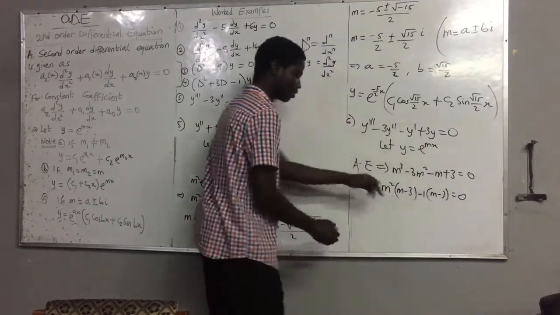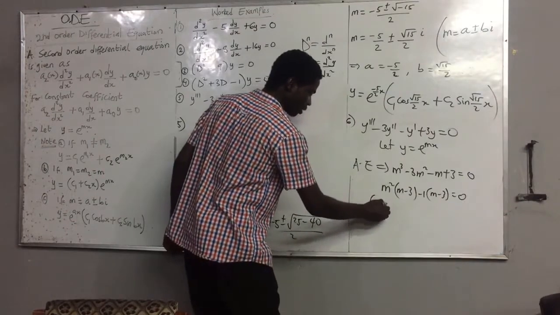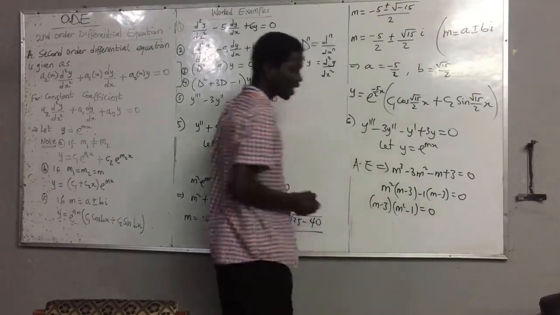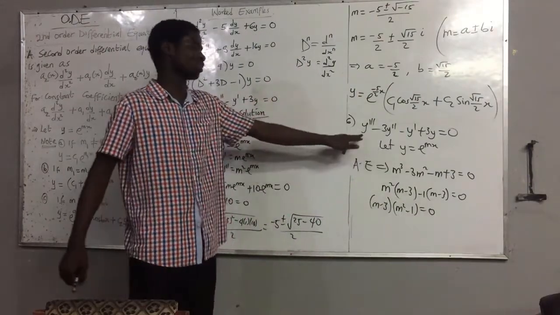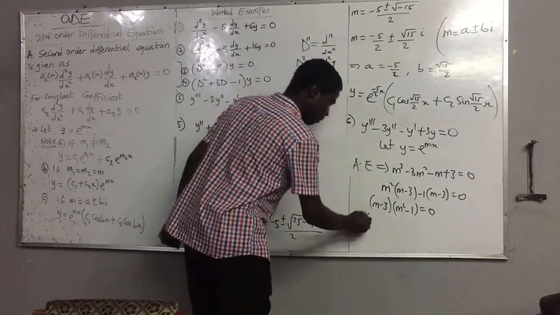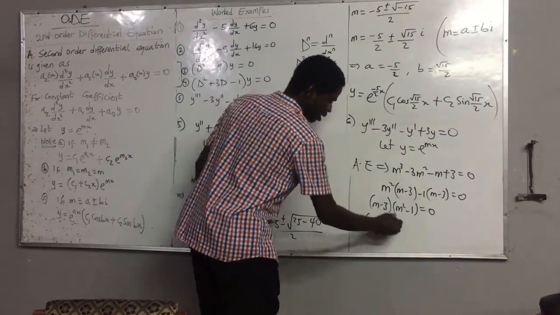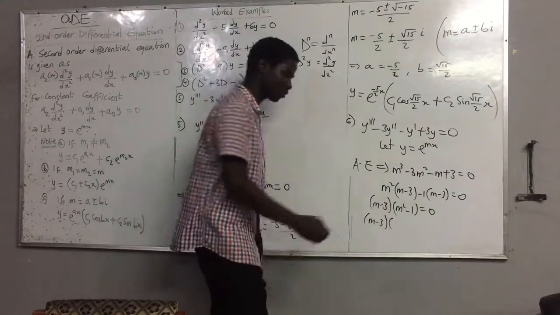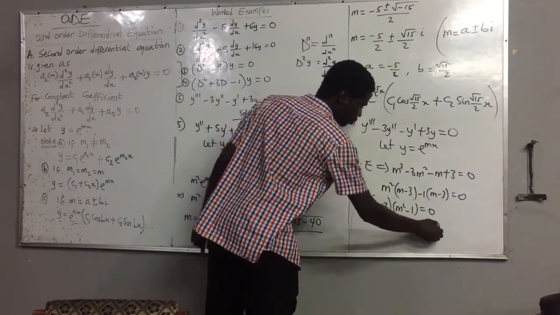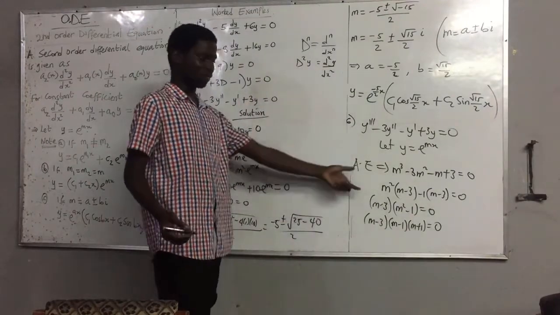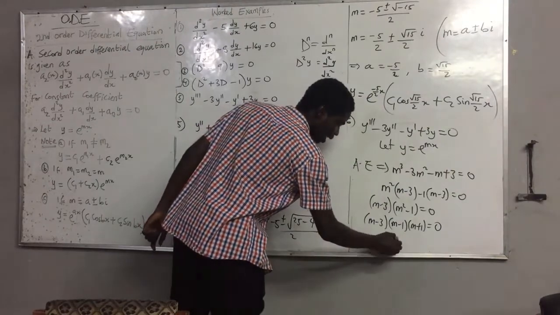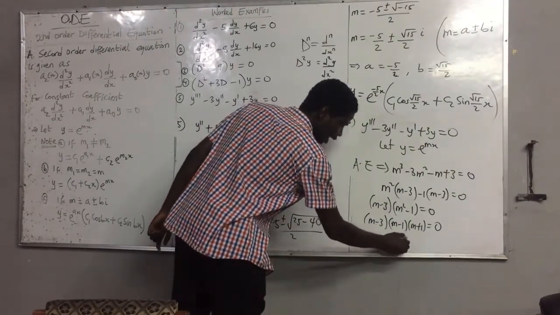So that means this one will be m minus 3, then you have m squared minus 1 equal to 0. Actually, this is a third order differential equation because we differentiated 3 times. Now m squared minus 1 is a difference of two squares. You have m minus 1, m plus 1 equal to 0. So you will get 3 answers, of course, it's a cube. m equals 3, 1, and minus 1.